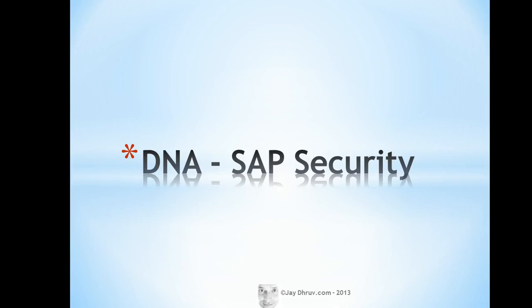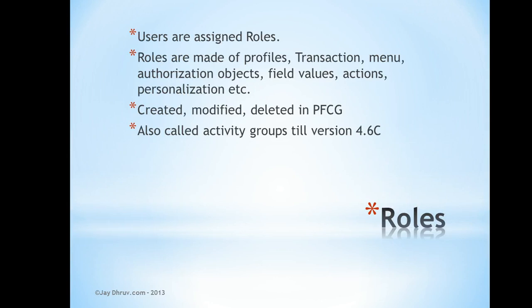Let us look at the DNA of SAP security, or the inner workings of security in SAP application. The users are always assigned roles. They might be assigned composite roles. Composite roles are nothing but a collection of single roles. So user will get assigned to composite roles. Roles will have single roles. Each of the single roles have profiles.